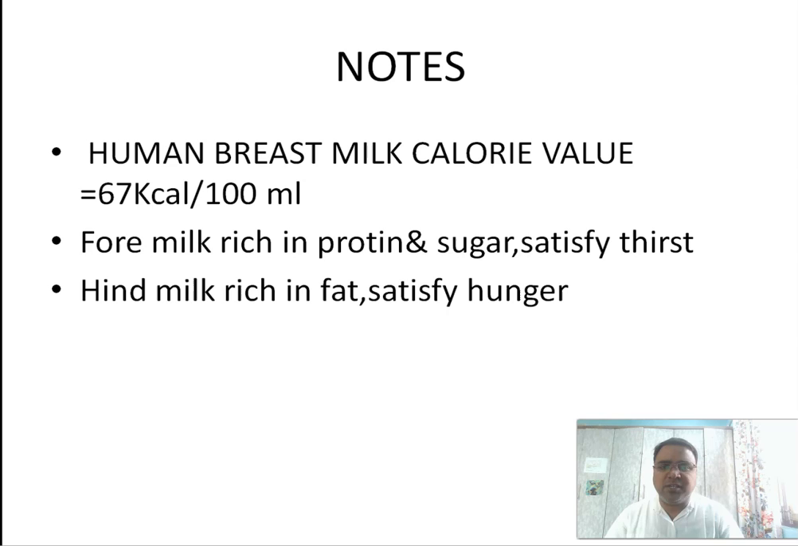As you know, human breast milk has a calorie value of 67 kilocalorie per 100 ml. It is divided into fore milk and hind milk. To add something, fore milk is rich in protein and sugar. It satisfies the thirst. Hind milk is rich in fat. It satisfies the hunger.